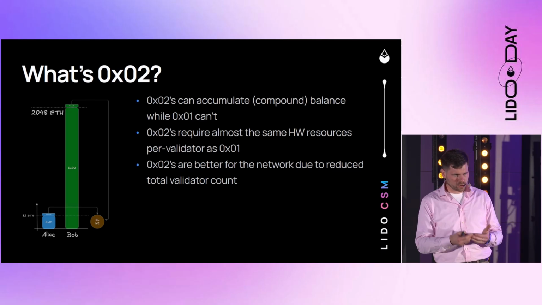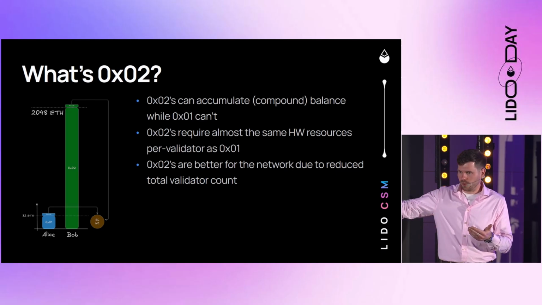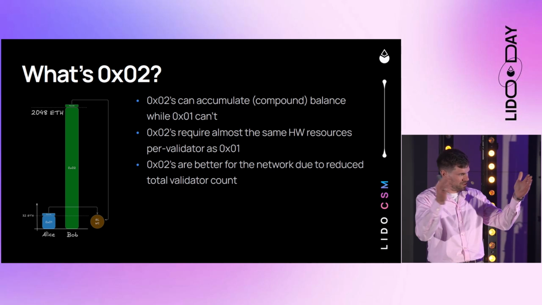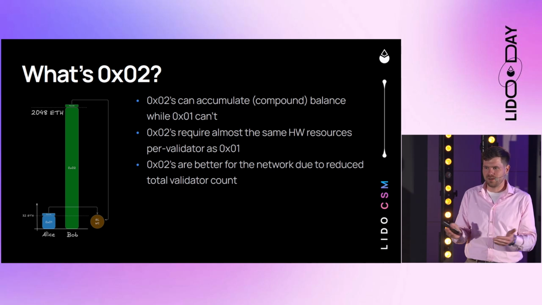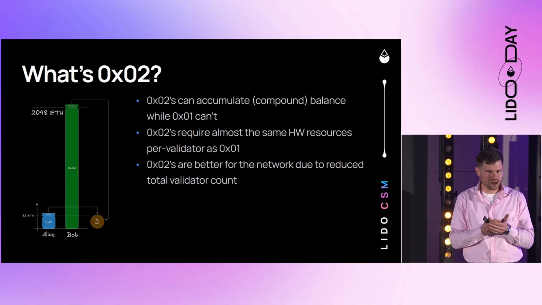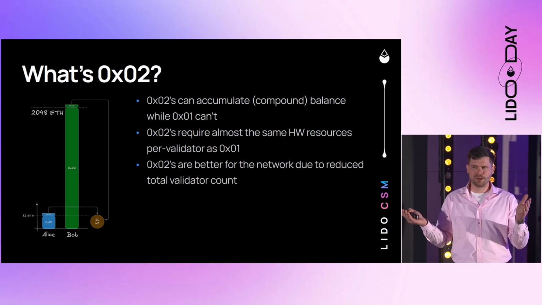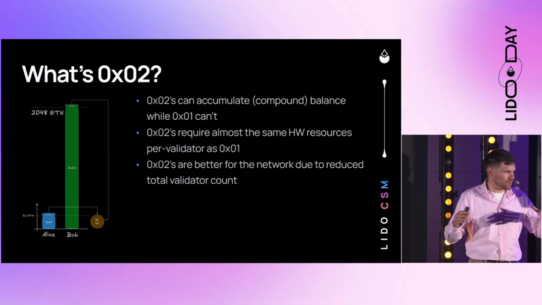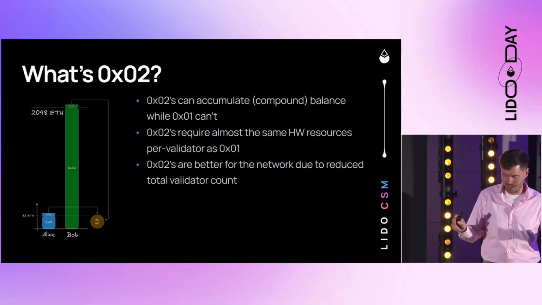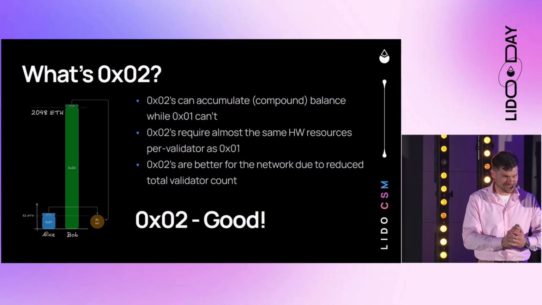And 0x02 withdrawal credentials are better for the Ethereum network because, as you can see, one 0x02 validator can accommodate 64 0x01 validators in terms of ETH staked, which means that there is a potential to reduce the total number of validators on the Ethereum network from the current, number of how many? Around 1 million validators, yeah, 64 times. So go to like 100,000 or way less, like below 100,000. So 0x02 withdrawal credentials are good.